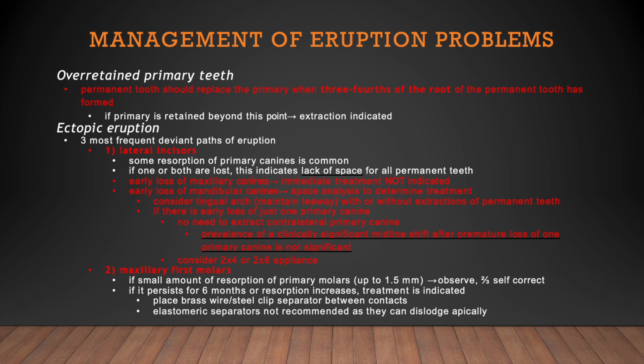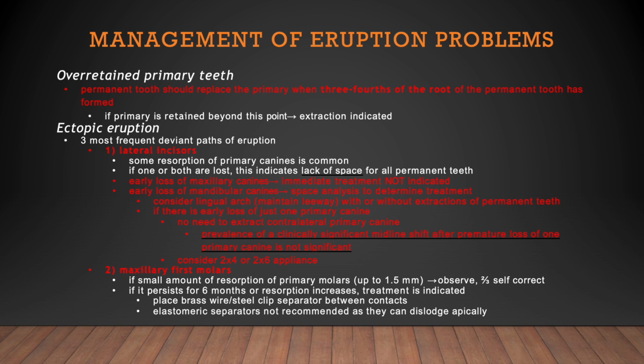So we also have ectopic eruption. Now we're going to go over the three most frequent deviant paths of eruption. Number one, we have lateral incisors. When permanent lateral incisors are erupting, it is common to get some resorption of the primary canines. And if one or both are lost, this is pretty much indicating a lack of space for all permanent teeth. Early loss of maxillary canines is not really indicated for any treatment. It's fine. Now, with early loss of a mandibular canine, you can do a space analysis to determine the treatment.